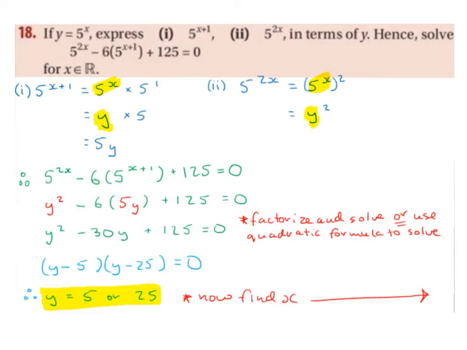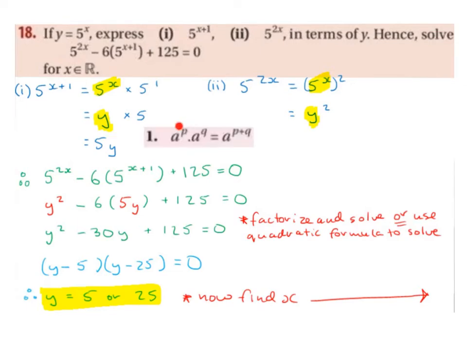So we're going to start off by expressing 5 to the power of x plus 1 and 5 to the power of 2x in terms of y. So 5 to the power of x plus 1 can be broken down to 5 to the power of x multiplied by 5 to the power 1. We're following law 1 of indices to help us with this.